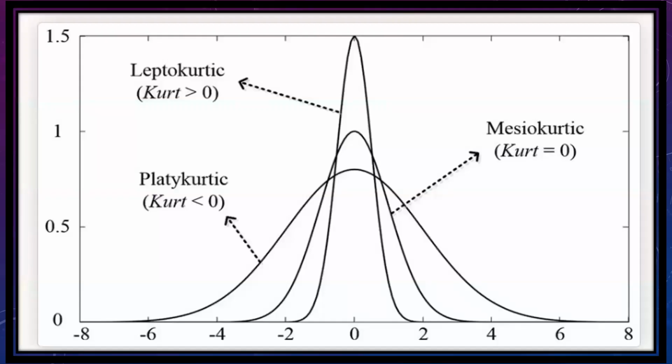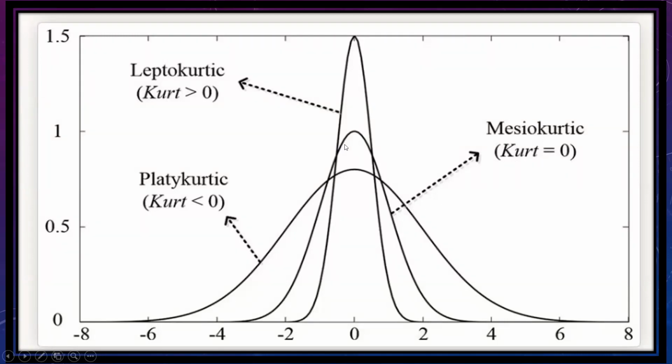Here are the 3 types of distribution depending upon the coefficient of kurtosis. If it is abnormally tall, then it is called leptokurtic. Here coefficient of kurtosis is greater than 0. Then second is mesokurtic. Here we can see platykurtic, where coefficient of kurtosis is less than 0, this graph, and the middle graph is mesokurtic, where coefficient of kurtosis is equal to 0.